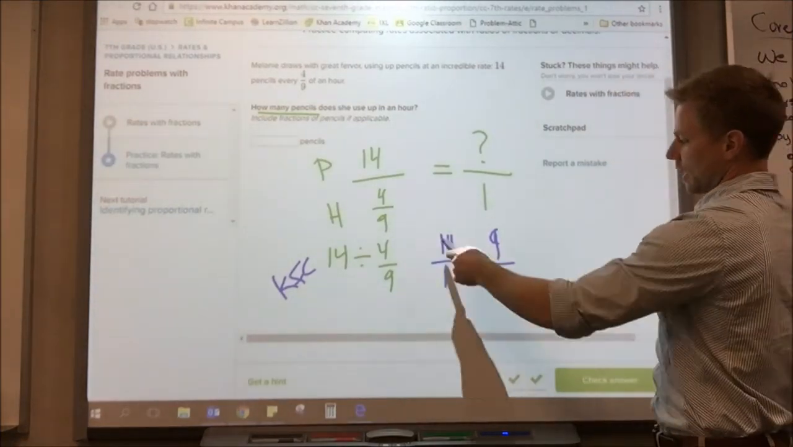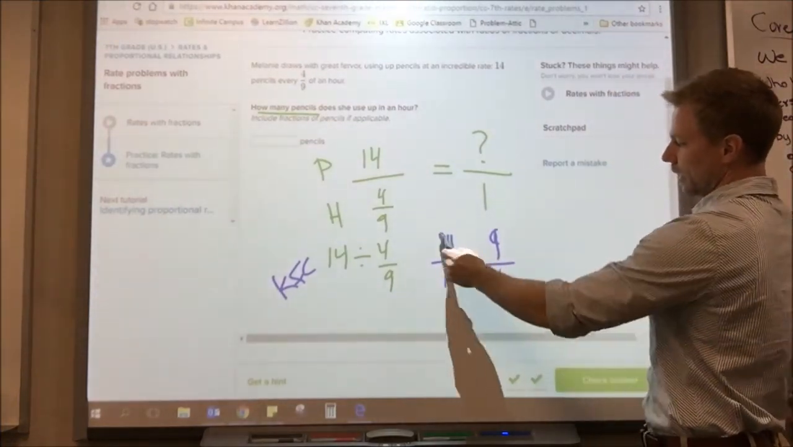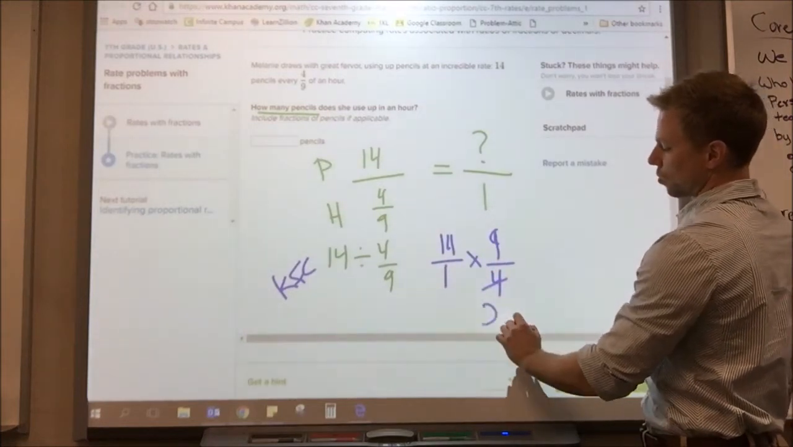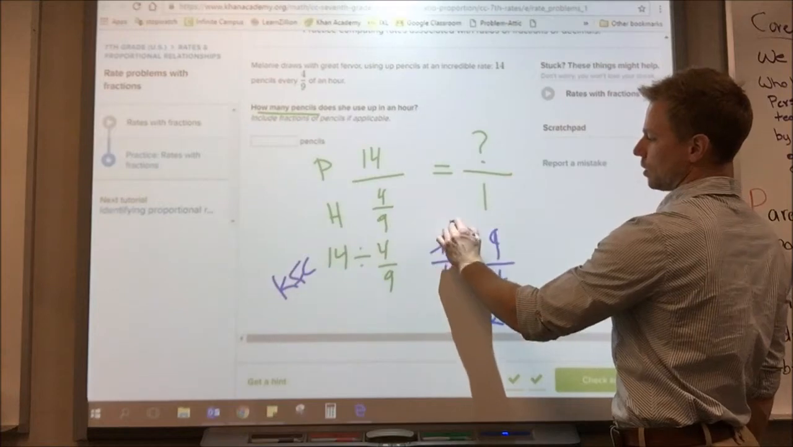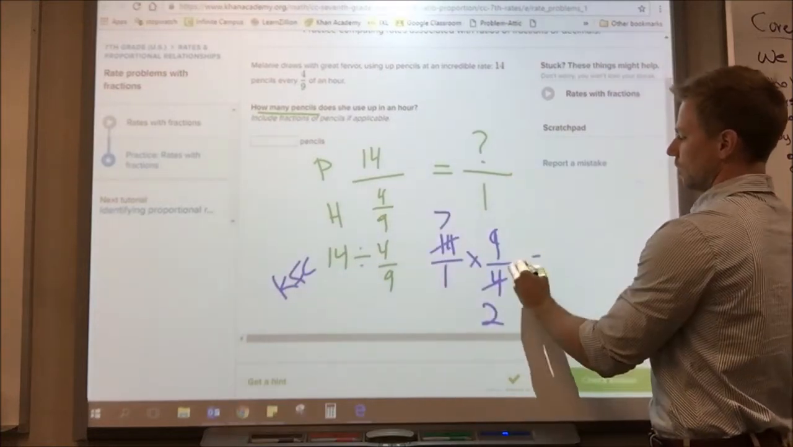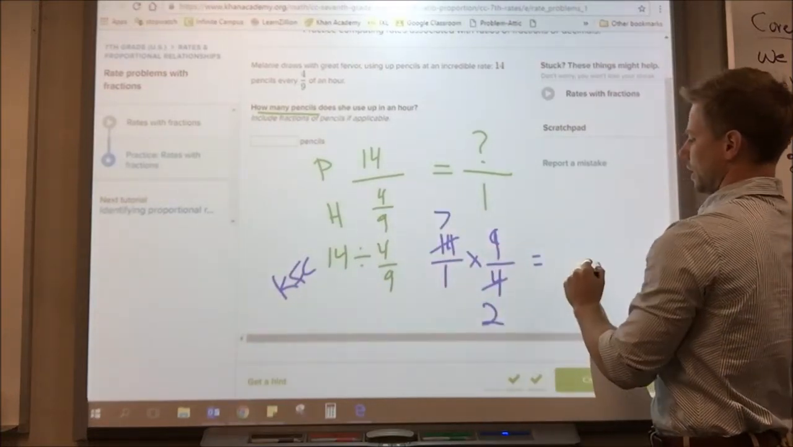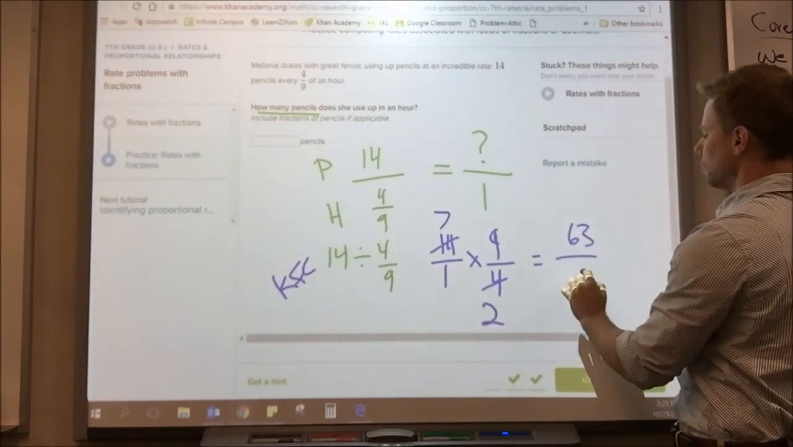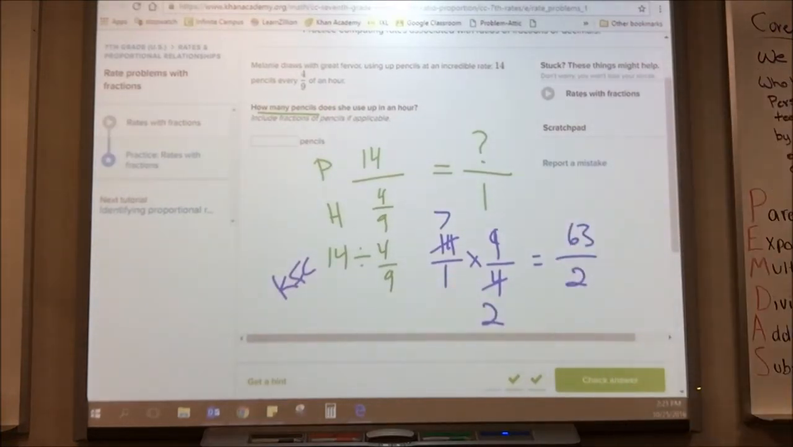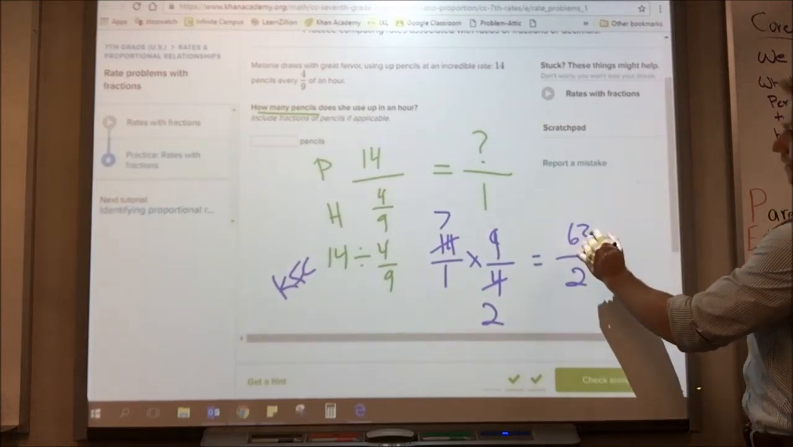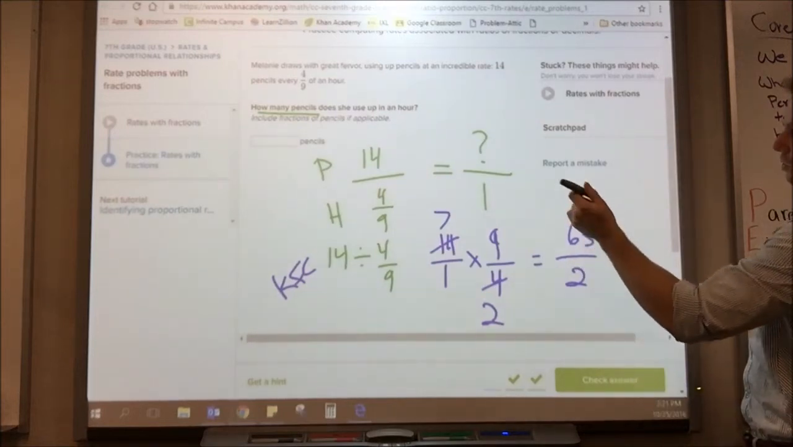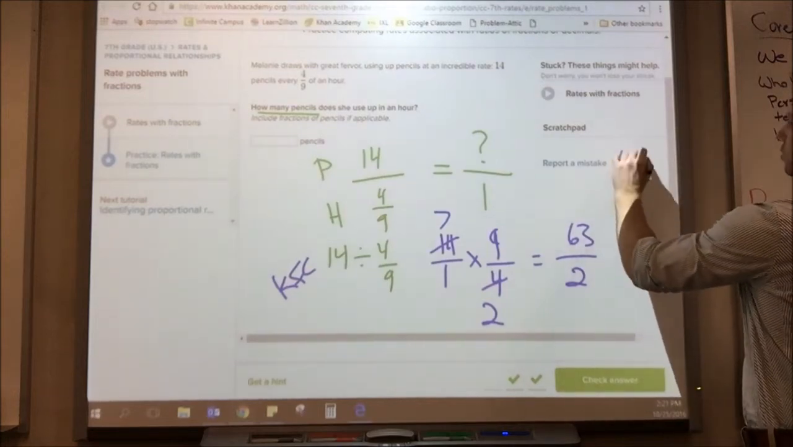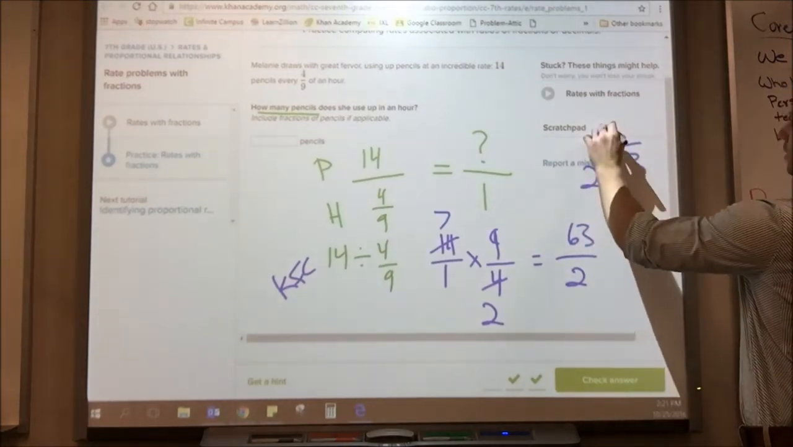Look if we can cross cancel. We can. 2 goes into 4 and 2 goes into 14. 2 goes into 4 twice. 2 goes into 14 7 times. So we end up with 7 and 9, which is 63. 1 times 2, which is 2. And then we divide. How many pencils does she use up in an hour? 63 divided by 2. So let's actually do that long division.